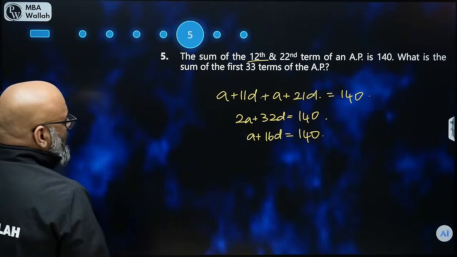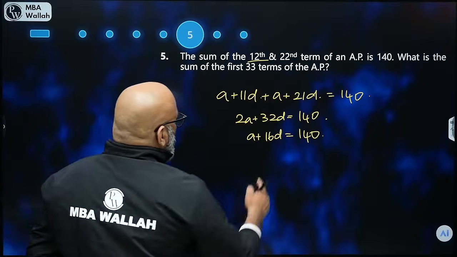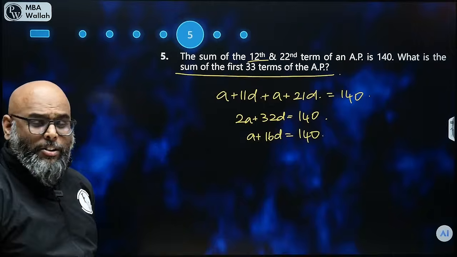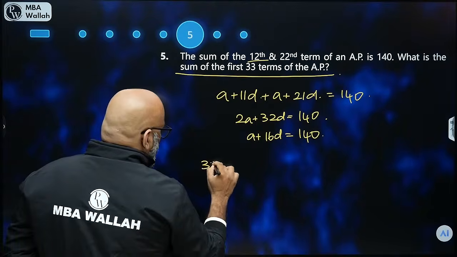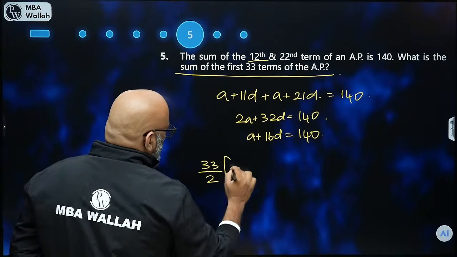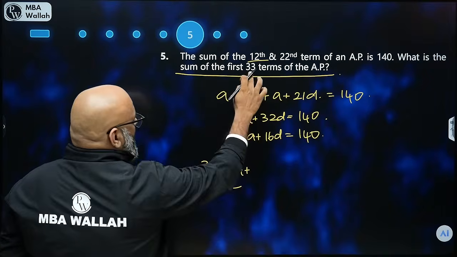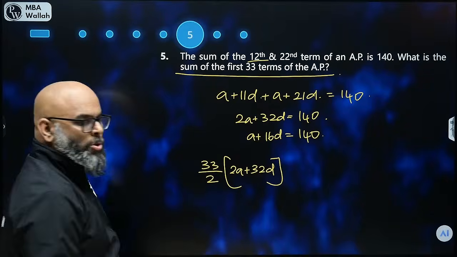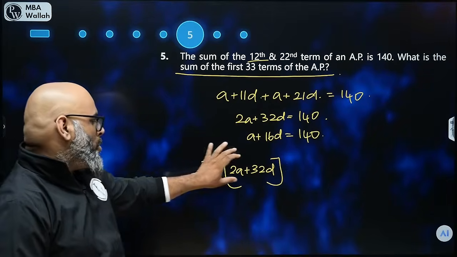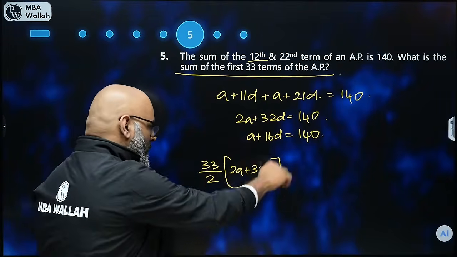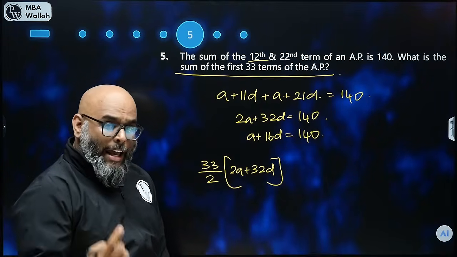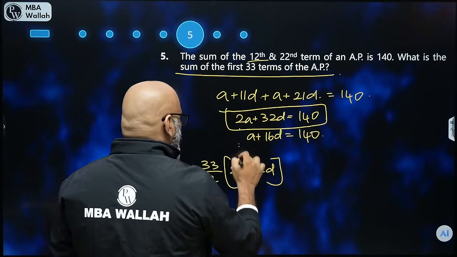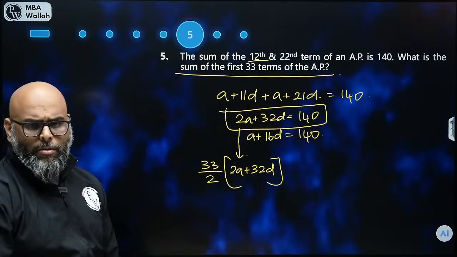Now if I take this and plug it over here, what is the sum of the first 33 terms? 33 by 2 into 2a plus 33 minus 1 is 32d. This is what you are supposed to do. n by 2 into 2a plus n minus 1 into d. This is what we need. I don't have to know what a and d individually are. I noticed 2a plus 32d is 140. Substitute it here and we are done.